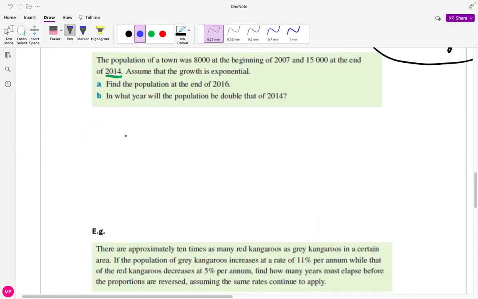Feel free to pause the video and work on this question first before seeing the solution. Now here's another question about population.